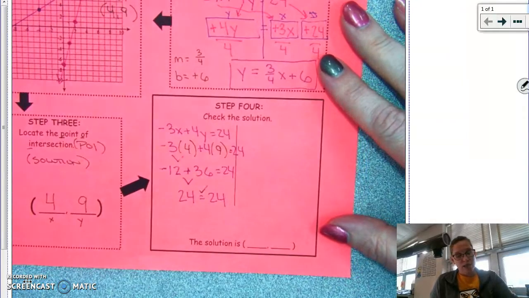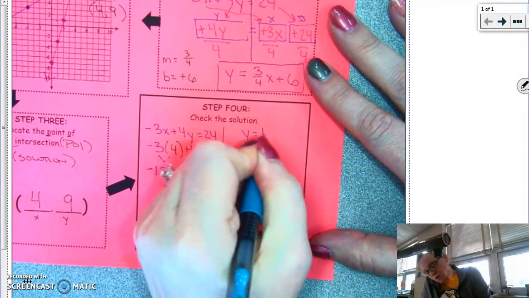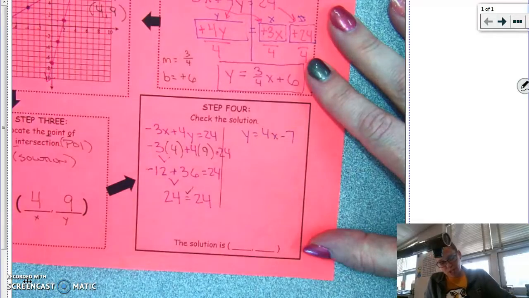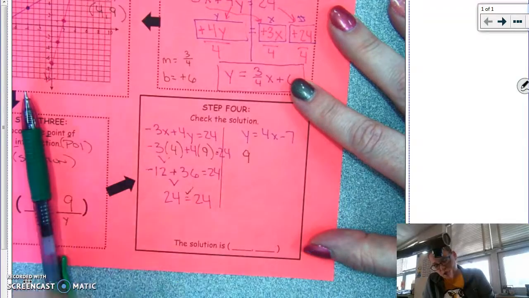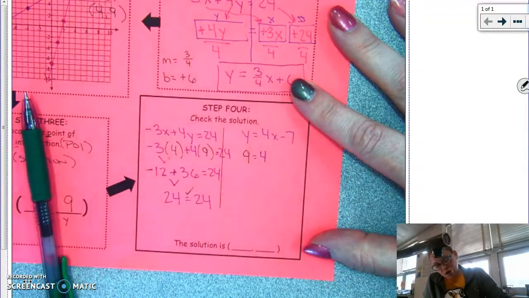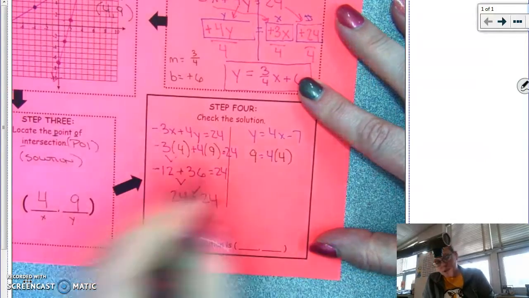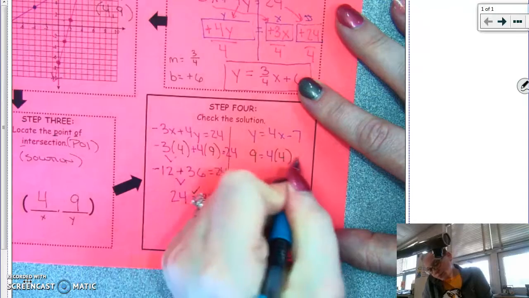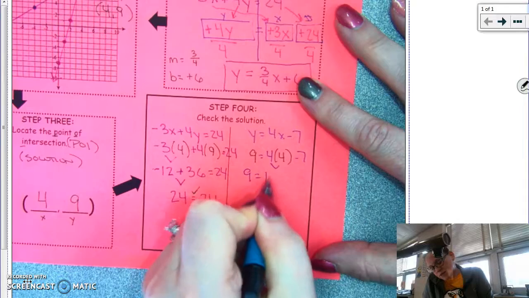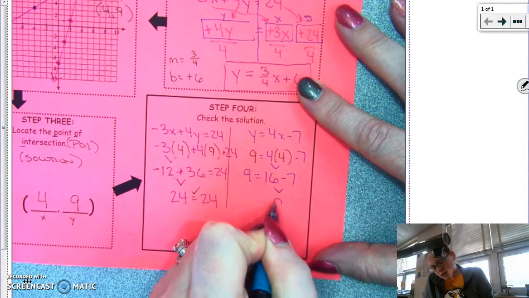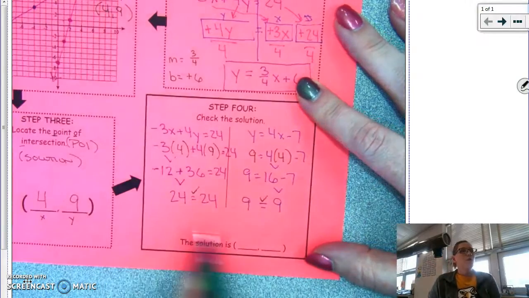Let's make sure that our other equation does the exact same thing. So y equals 4x minus 7. In place of the y, I'm going to put the 9. In place of the x, I'm going to put the 4, taking this point again, and then minus 7. Do the math. 9 equals 4 times 4 is 16, and 16 minus 7 does equal 9. Solution check. Both of these work out.